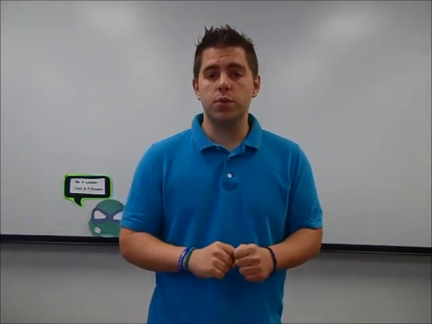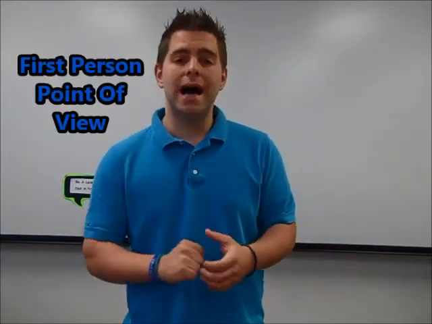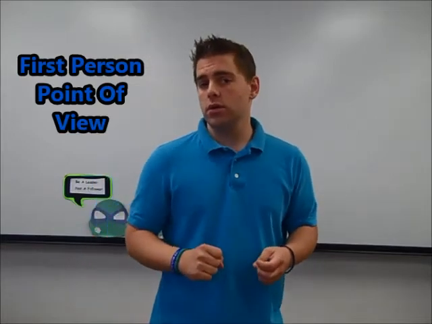The first one is the first person point of view. This is your easiest one. The way this looks in writing is using words like I. Let's take a look at what exactly that would look like through an example.